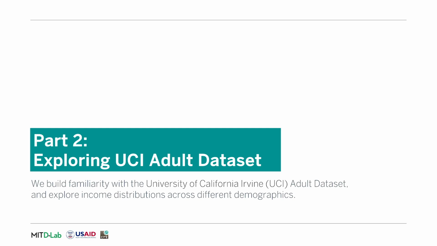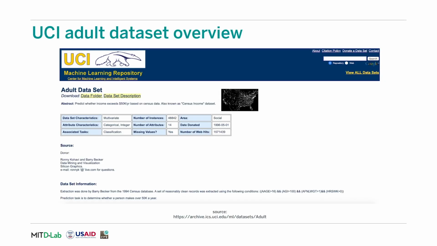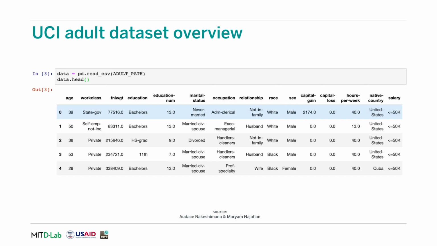In the second part of this module, we will explore the UCI adult dataset by establishing familiarity with the dataset and looking at different distributions in the dataset. The UCI adult dataset is one of the most popular machine learning datasets. It is available on the internet on the UCI machine learning repository. The dataset is comprised of more than 48,000 data points that were extracted from the 1994 census database in the United States. Each data point in the dataset is comprised of 15 features. These include age, work class, education, relationship, race, sex, salary, and others.